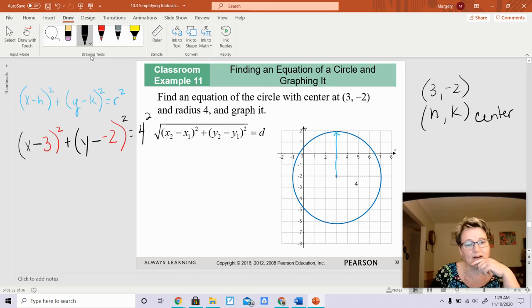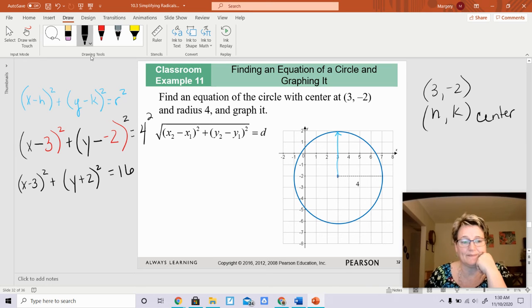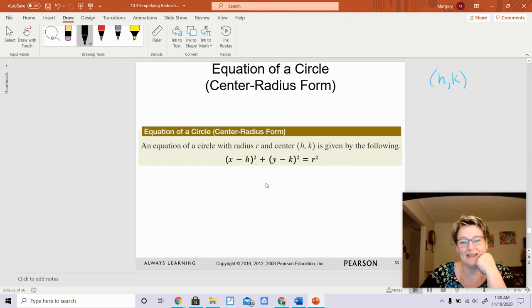So I'm left with (x minus 3) squared plus (y plus 2) squared. You guys, a negative and a negative is a positive, equals 16. And that's your equation of a circle. Okay? It threw me when it had the formula for the distance, since it already gave me what the radius was. All right, so now here's the equation of a circle with a radius r and center (h, k), the given formula.